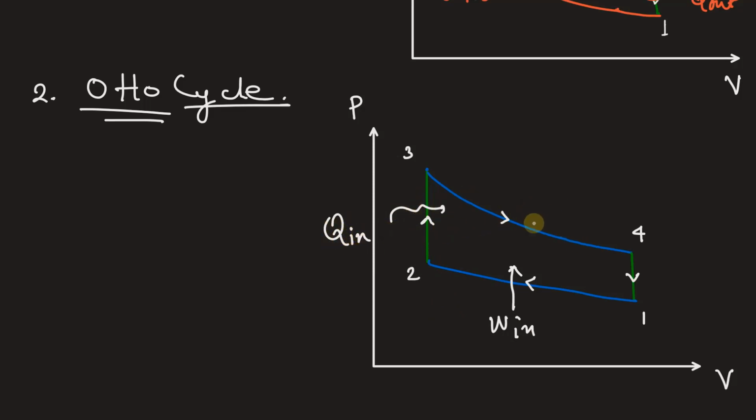From 3 to 4 it is again isentropic expansion, so work is done out of the system. And 4 to 1, heat is rejected from the cycle, so heat out, and 4 to 1 is also a constant volume stage. So in this cycle also we see that there is no isothermal process happening. So in Otto cycle there is no isothermal process going on.